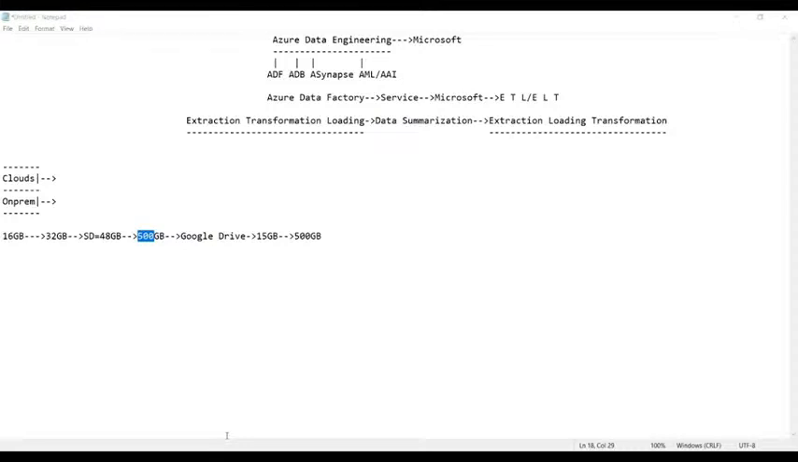Tell me now, can you recover? Can you recover the 16 GB of memory? No, we cannot. Can you recover this 32 GB of memory? No. Can you recover this 500 GB of memory? Yes. Whenever you store the data in Google Drive, if you lose your mobile phone, we simply buy a new handset and log in to the handset using our email ID.